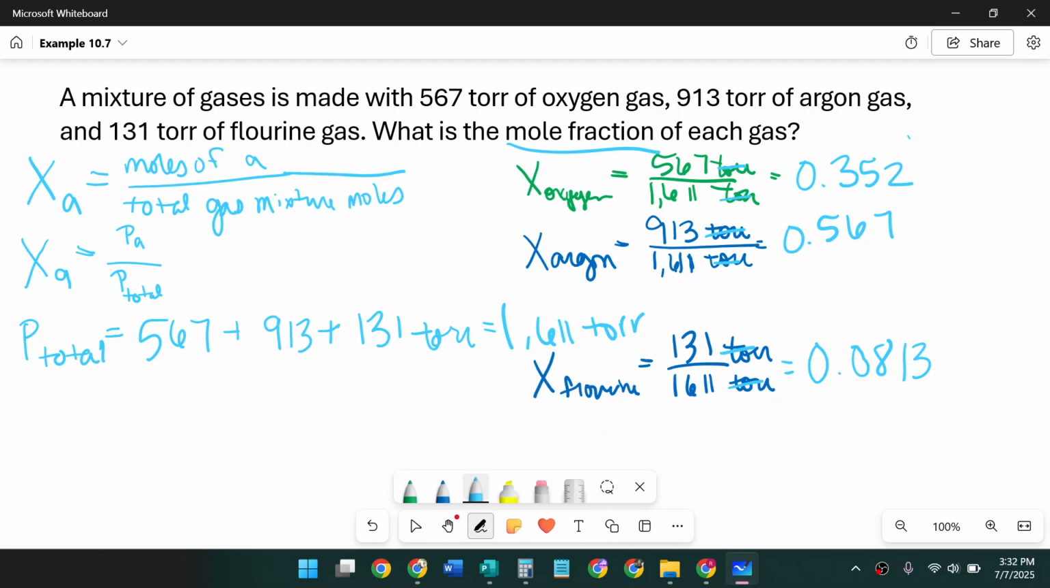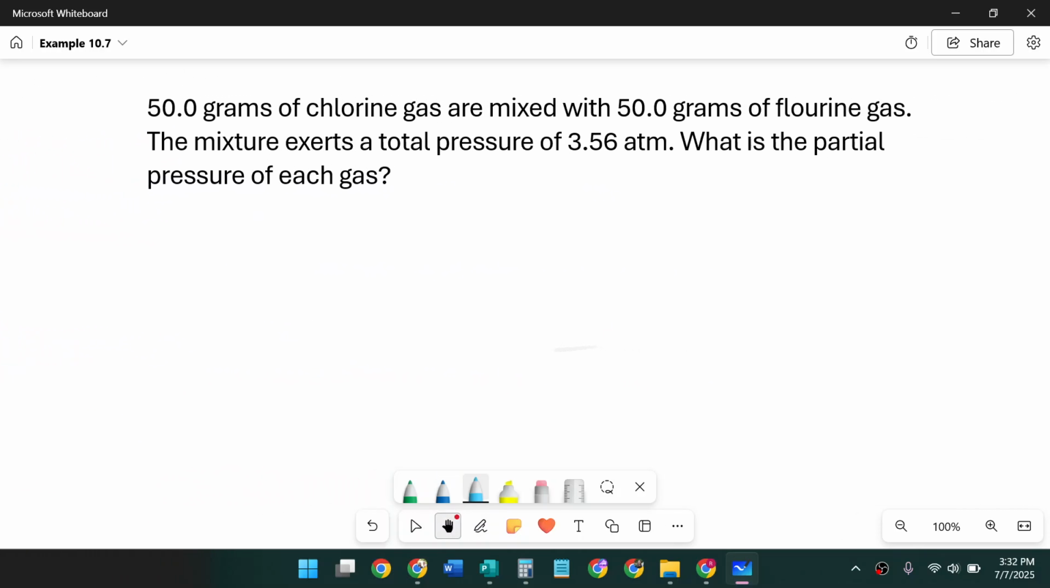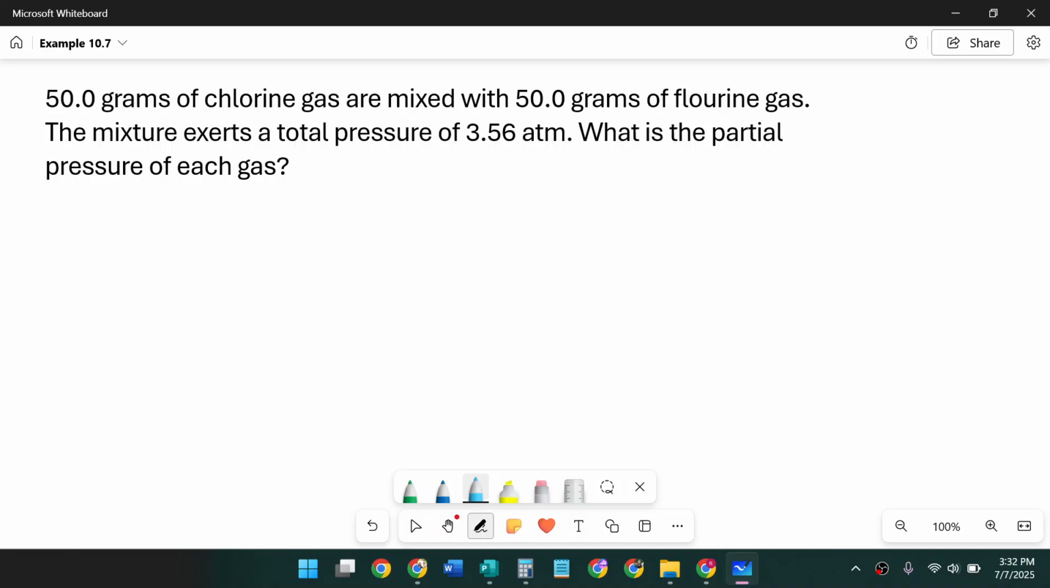So these 3, right here, and right here, and right here, those are our mole fractions for each of the 3 gases. And we did those the same way as the last one, but instead of working with moles, we're working with pressure. Okay, this problem is a little bit trickier.